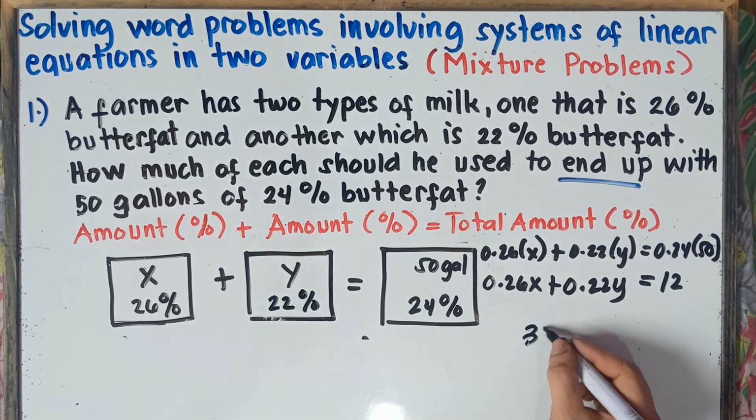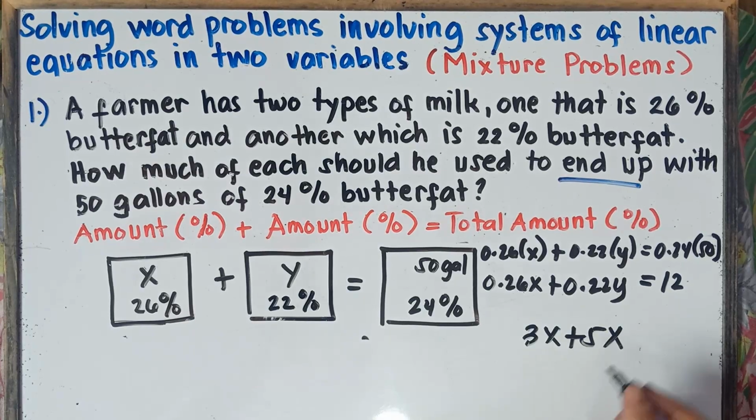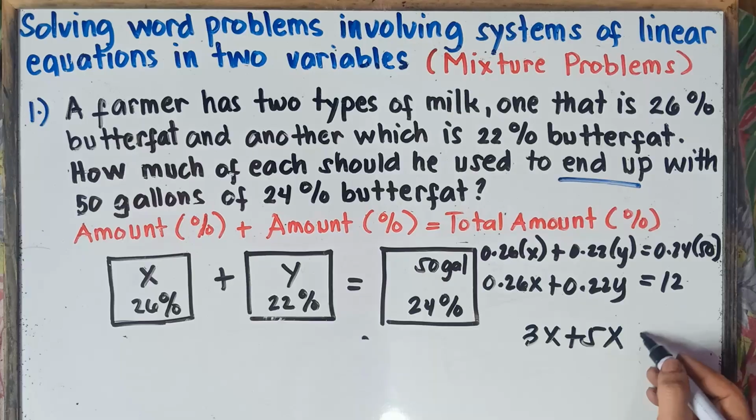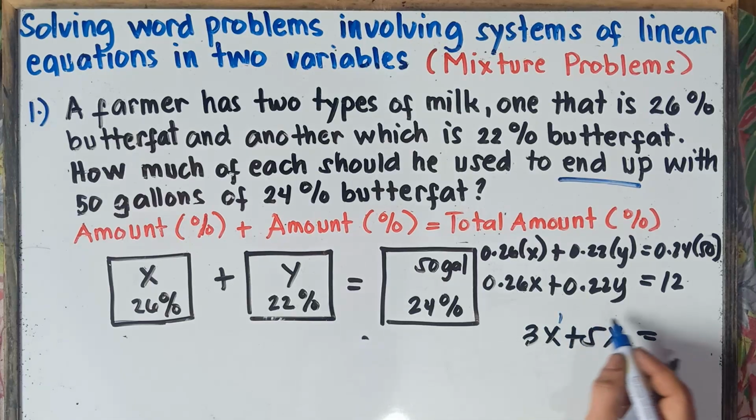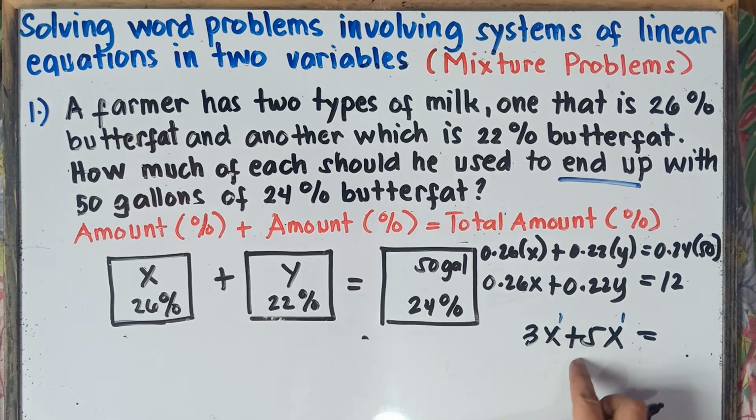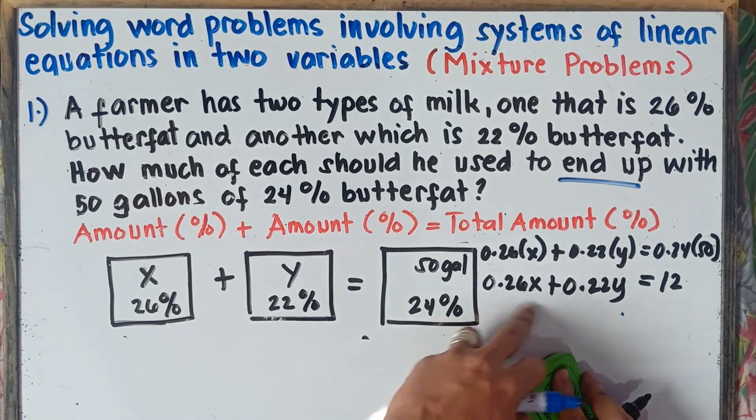Example, class, if I will say 3x plus 5x, can you combine this one? Yup. You can combine this one. They have the same letter and then same exponent for the letter. So 3 plus 5 is 8. Simply copy x. But in this scenario, class, this is x and then y.